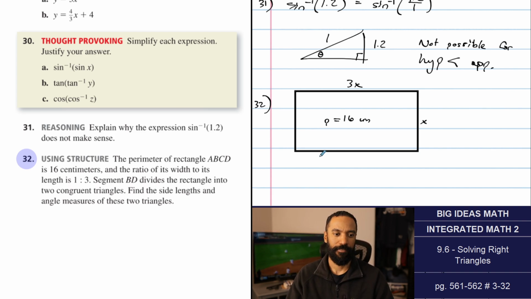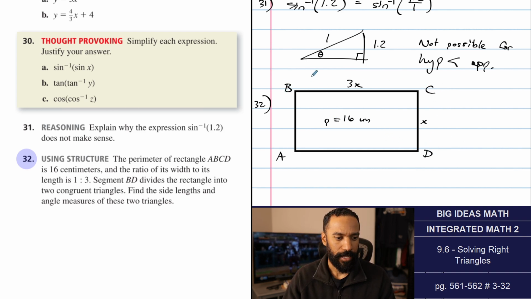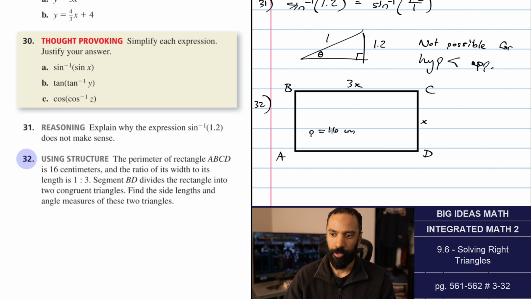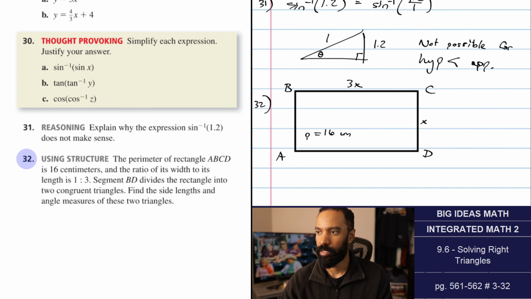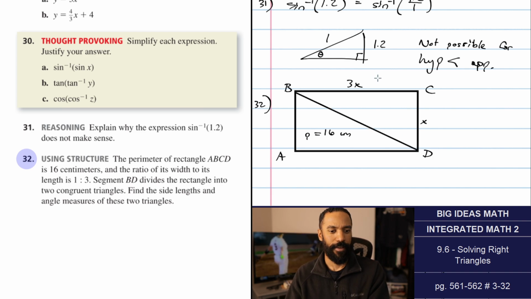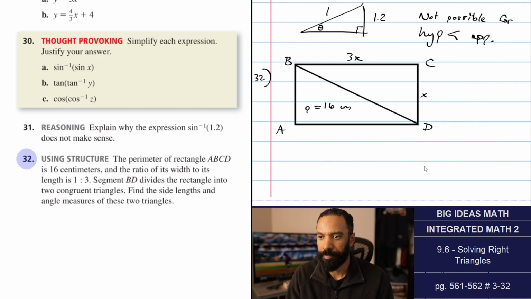Segment BD divides ABCD into two congruent triangles. True about rectangles. Find the lengths and angle measures of these two triangles. Well, they will be congruent, so if I find it for one, I'll find it for the other as well.